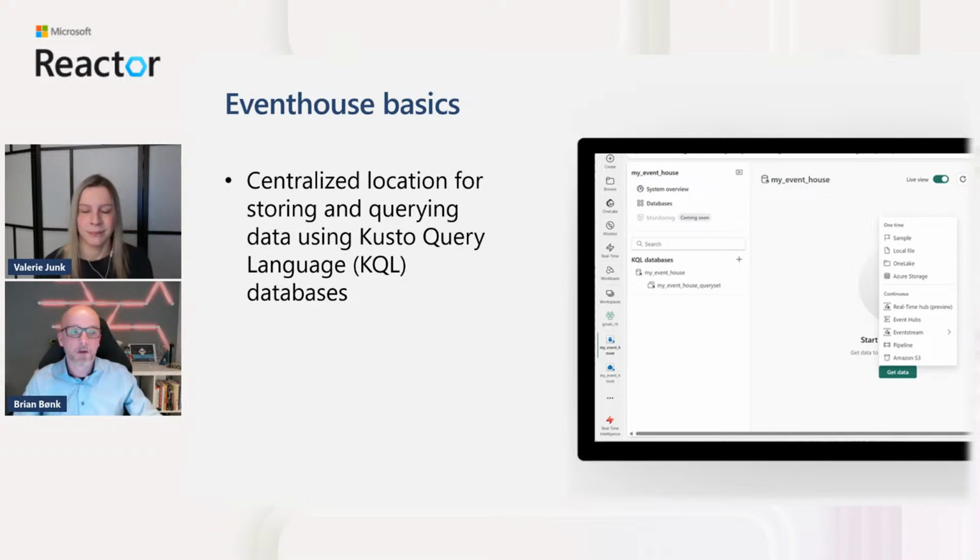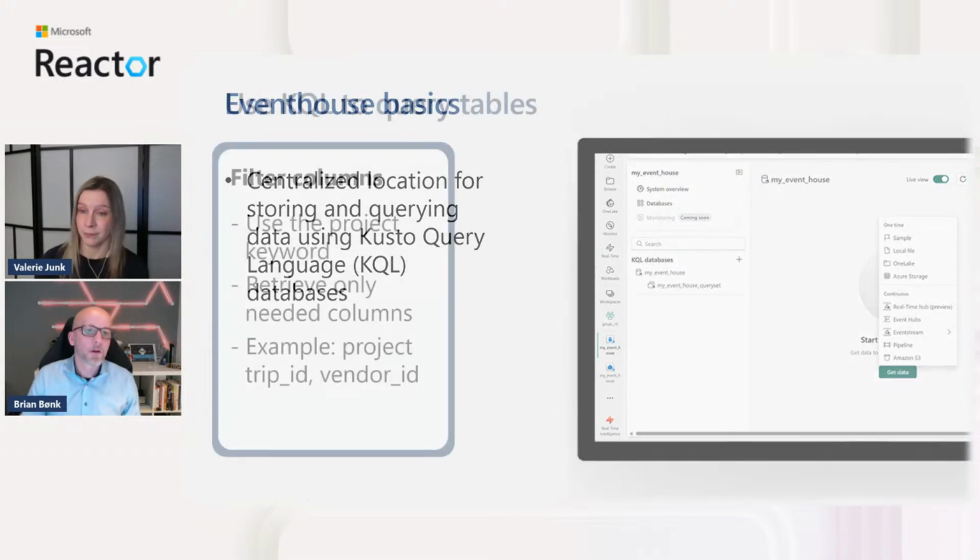Perfect. And the storage cost in a KQL database is the same as the storage in OneLake, so $23 per terabyte per month. So that's more or less nothing. It is something, but not nothing.